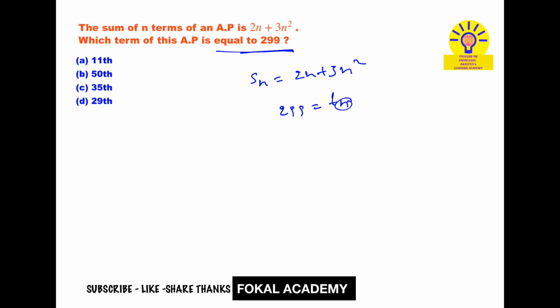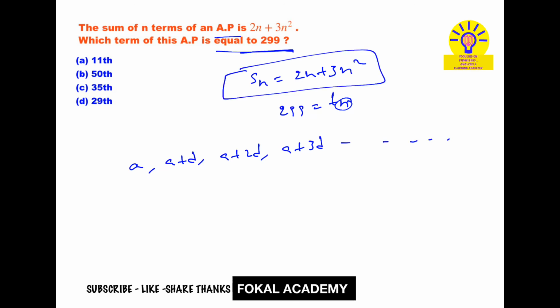This is the question. Let us assume the AP series can generally be written as a comma a plus d comma a plus 2d comma a plus 3d and so on. So this is in AP series. Here Sn is given as the sum of n terms. Now I am going to take the sum of the first term, that means up to one term. So S1 is nothing but a, that's equal to 2 into 1 plus 3 into 1 square. It is nothing but 5. So a is equal to 5.